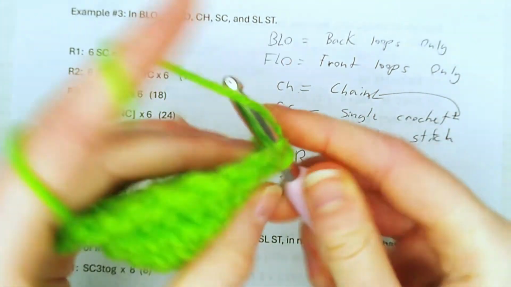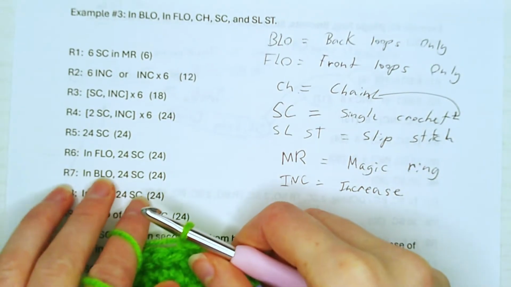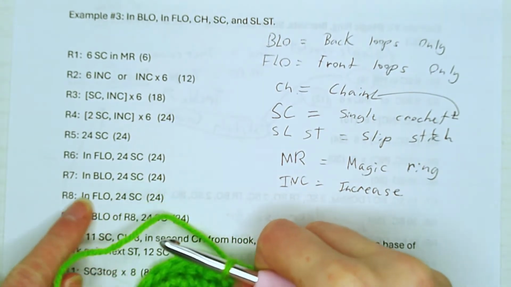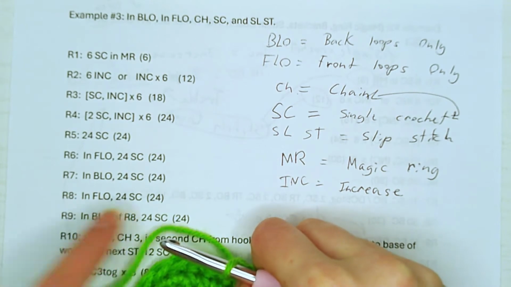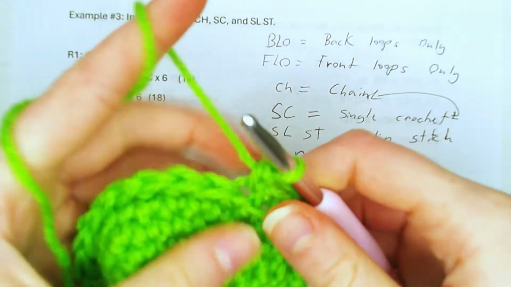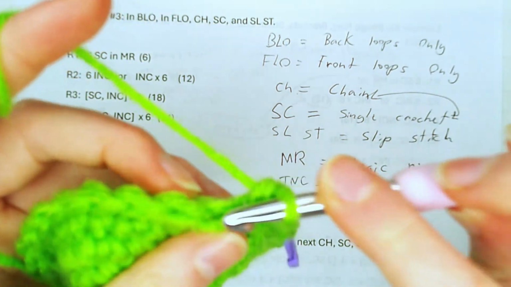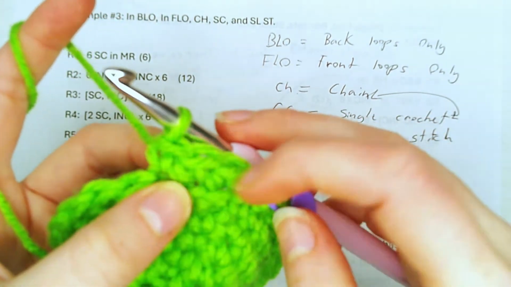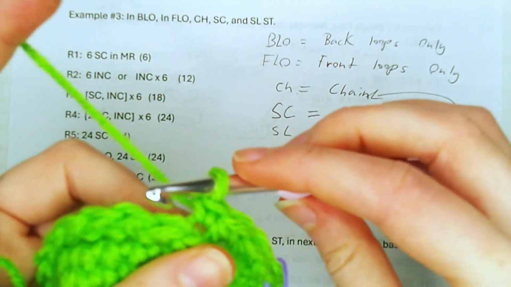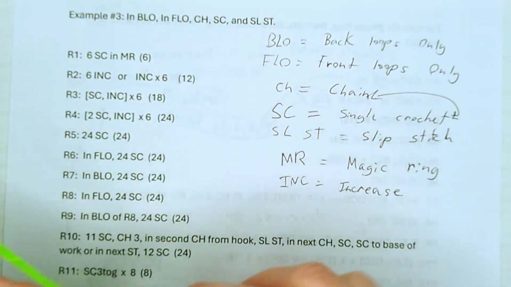So we're going to do that all the way around. Go ahead and do round 7 and round 8. Round 8 is just in the front loops only, so you will just go into that front loop instead. You'll go into the front loops of this round. So go ahead and do those 2 rounds, round 7 and 8.